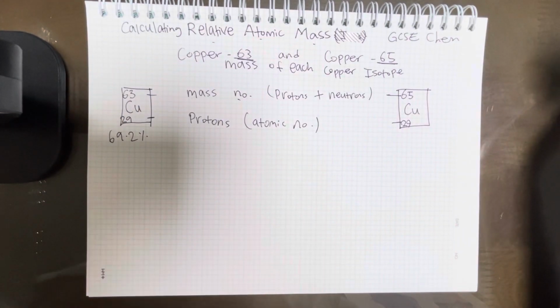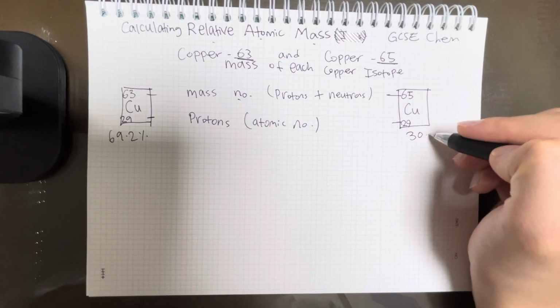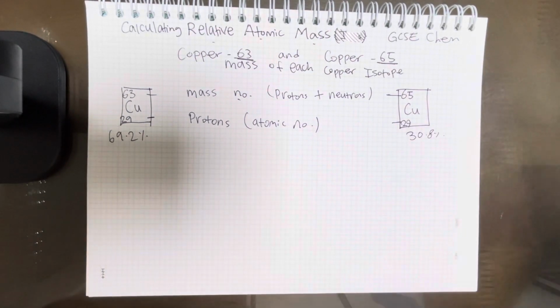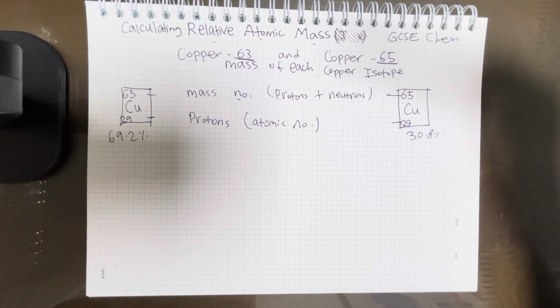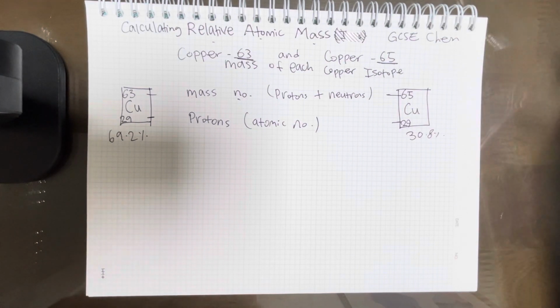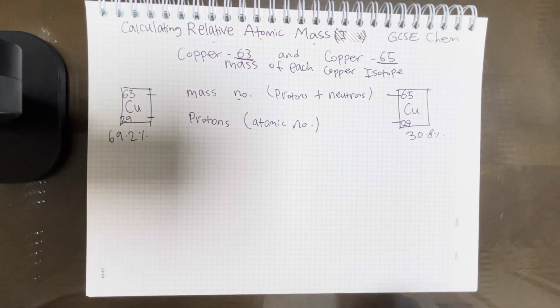And copper 65 has an abundance of 30.8%. Now, don't worry, you don't need to memorize this. All this information is provided to you in the exams. The exams will basically tell you there is copper 63 and copper 65 with abundance of 69.2% and 30.8% respectively. Calculate the relative atomic mass.